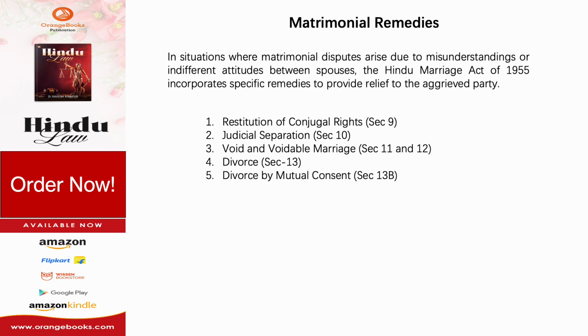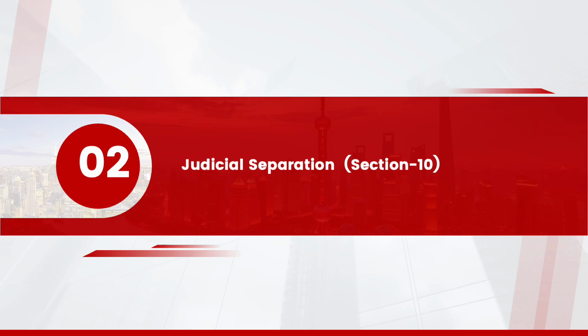So this is the list of matrimonial remedies which are available for the aggrieved party in case of any disputes: restitution of conjugal rights, judicial separation, certain marriages being void and certain marriages being voidable, divorce, and then divorce by mutual consent, alimony, and maintenance. Everything will come under those aspects. Okay, let's discuss judicial separation in detail.